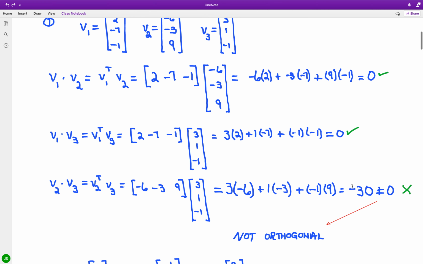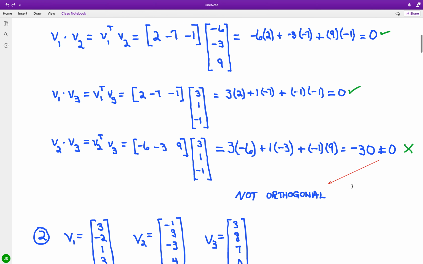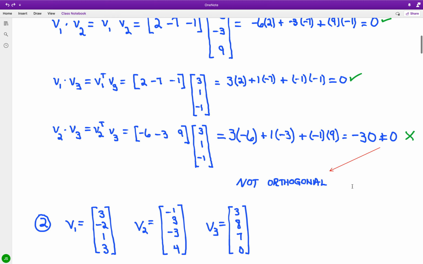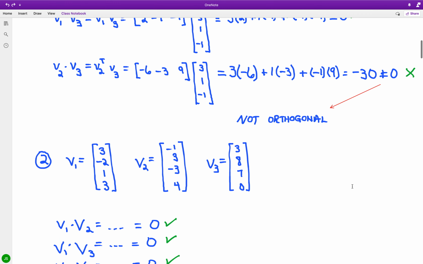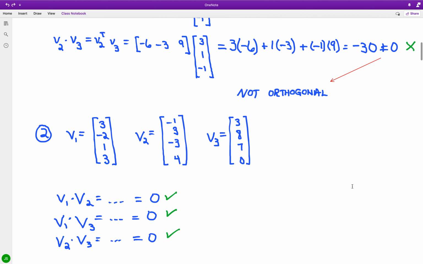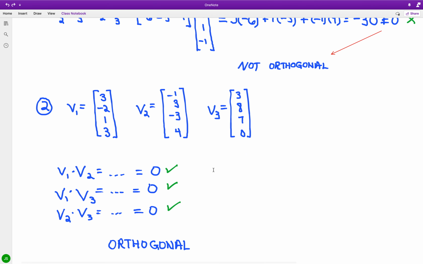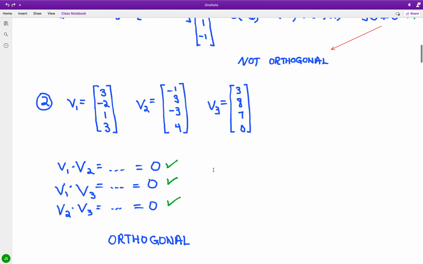All right, now if we move on to the next set, we have v of 1, v of 2, and v of 3, which are 4x1 matrices. In looking at the dot products, you can just run it through the mill between v of 1 and v of 2, v of 1 and v of 3, as well as v of 2 and v of 3. It's going to turn out that all the dot products will be 0, and this particular set is going to be orthogonal.